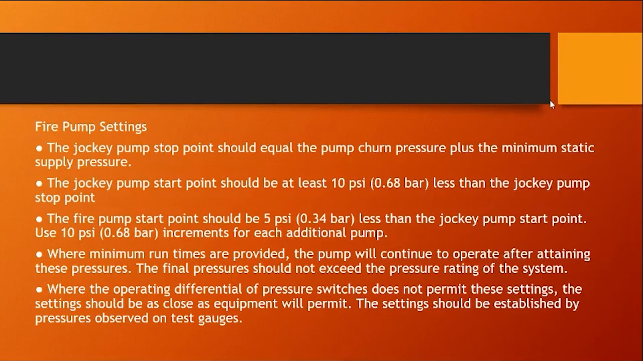Fire pump settings. First is the jockey pump. The stop point should equal the pump churn pressure plus the minimum static supply pressure. The jockey pump start point should be at least 10 pounds per square inch less than the jockey pump stop point. The fire pump start point should be 5 psi less than the jockey pump start point. Use 10 psi increments for each additional pump.